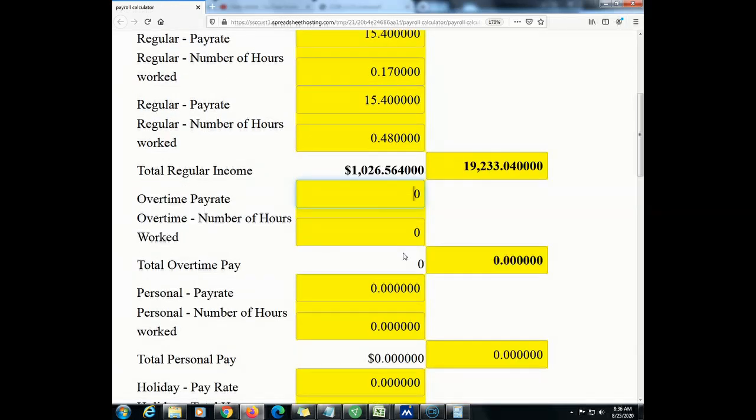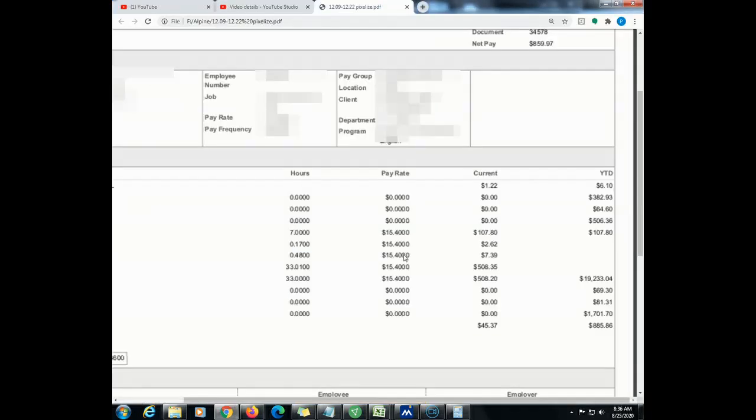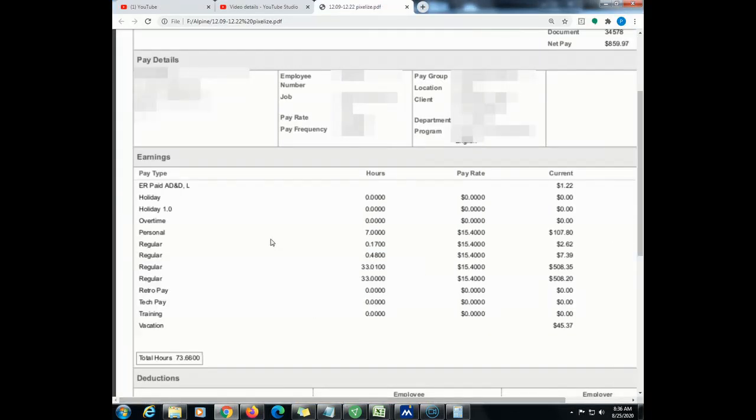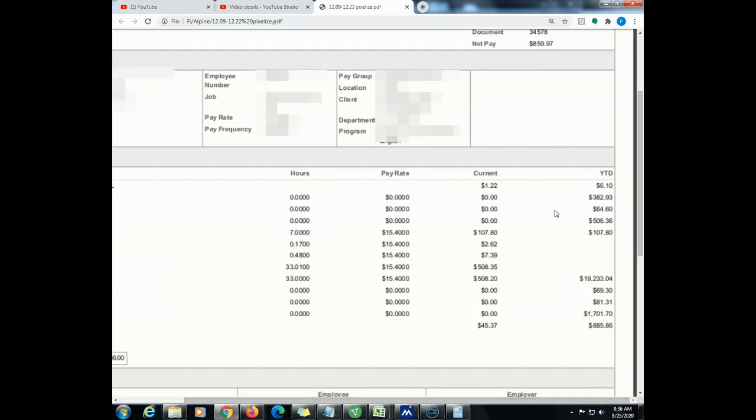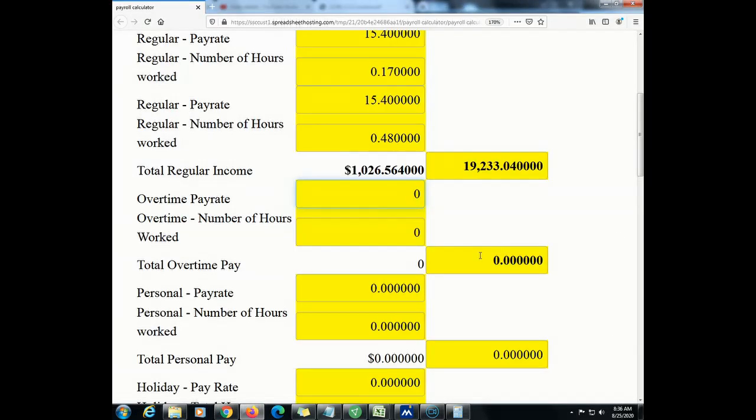Apart from your regular income, you will also have your overtime pay. On this particular pay stub, we don't have any overtime pay. However, we do have a figure carried forward. So let's say it's $506.36.